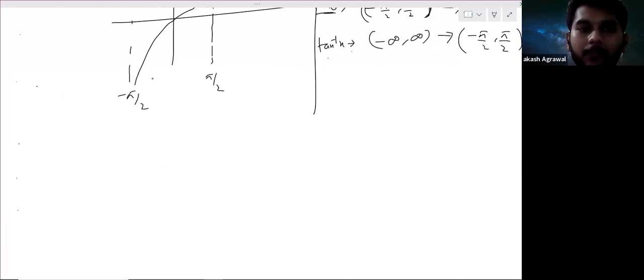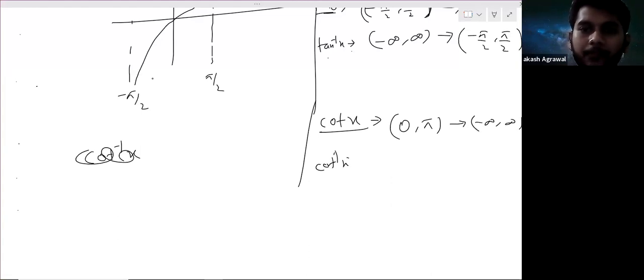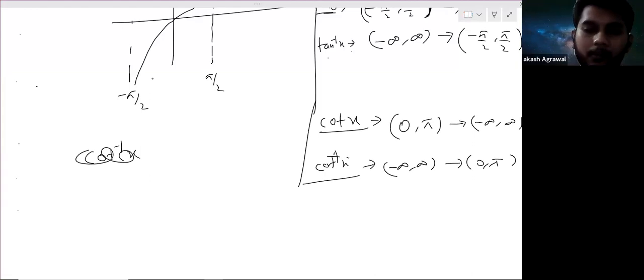In the same way, can you tell me the graph or domain and range of cot? Cot x with the domain restricted to 0 to pi, open interval. The range will be real numbers, minus infinity to infinity. So cot inverse x goes from real numbers to 0 to pi. Very good. Let's do a few questions. We'll look at cosec and sec also, but first a few questions on this.